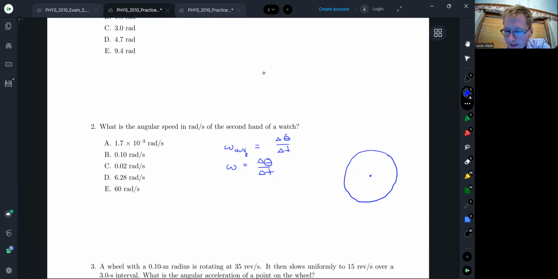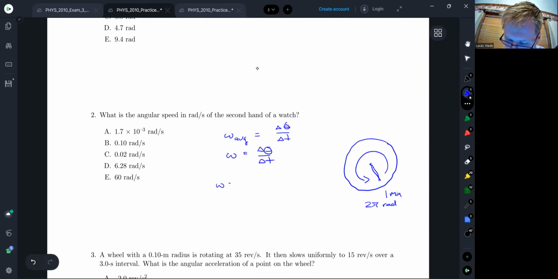2 pi. That's one complete rotation around, because we know exactly how long it takes for a second hand to go once around on a watch. How long does it take? One minute, 60 seconds, right? So we're looking at this second hand. It's going around after exactly 1 minute, at least if it's working the way it should be, it's going to complete an angular displacement of 2 pi radians.